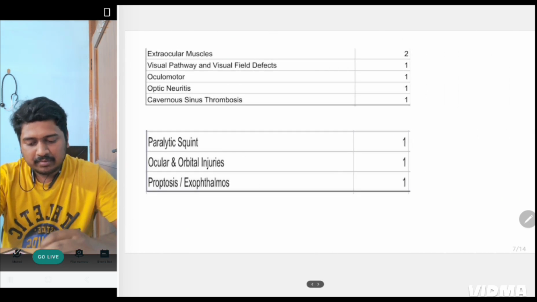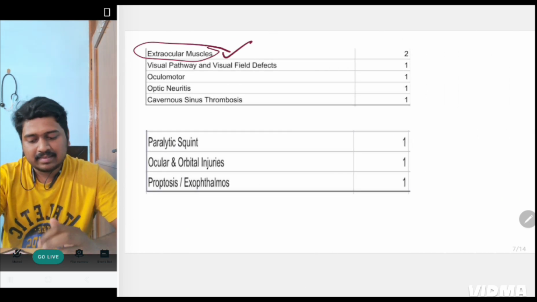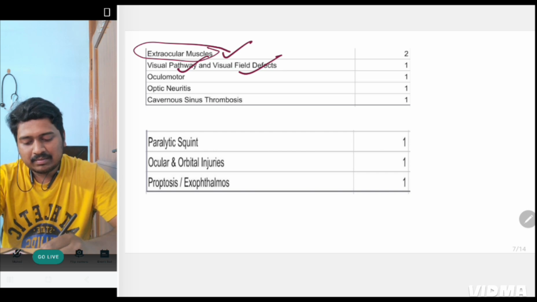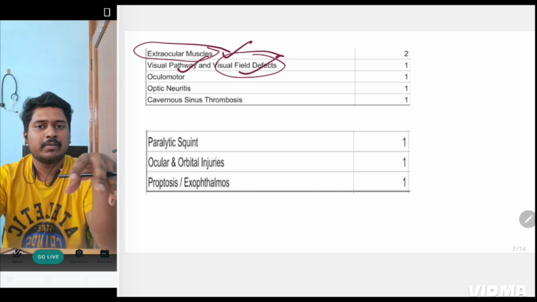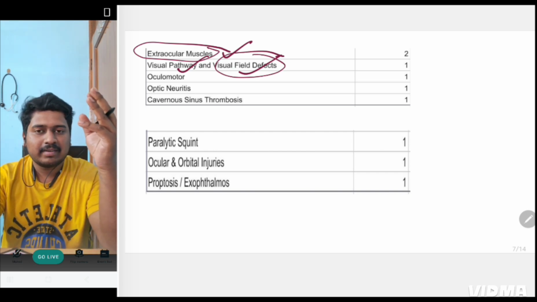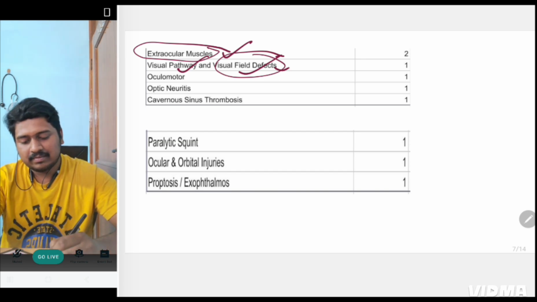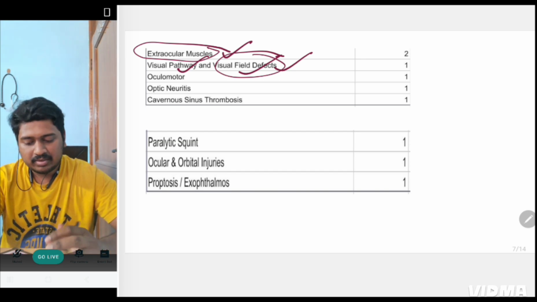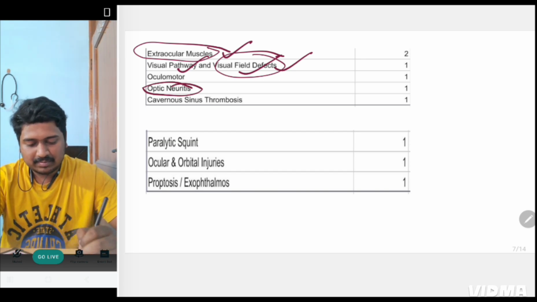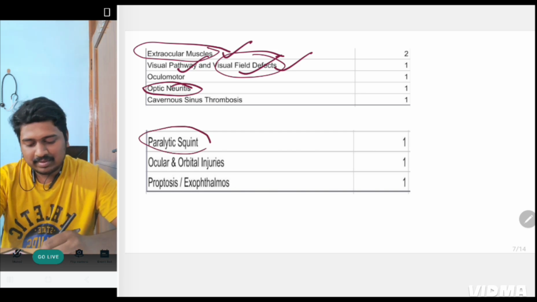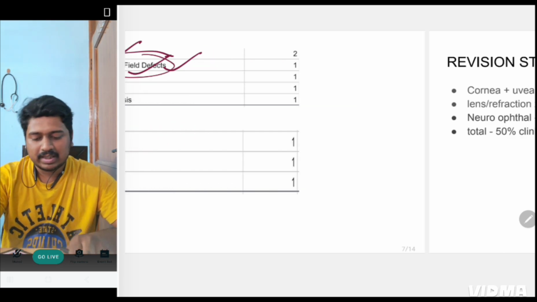So coming to neuro-ophthalmology, extraocular muscles and their actions have been asked repeatedly, as well as visual pathway and visual field defects. They will give you a peripheral vision chart and ask where the defect is. That is a very commonly asked question, both clinical and image-based. Optic neuritis has also been asked. In orbit and squint, only 1 question has been asked, so don't waste your time on squint.